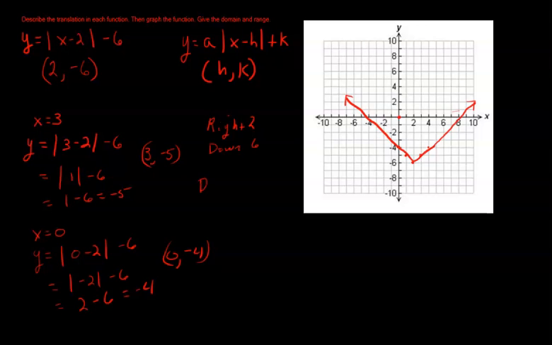Our domain, these are x values that work for the function. This is all real numbers. There are no values that we can plug in for x that we're not going to get a value for. And our range, so notice here, if we come down to the vertex, we don't get values below that line that I just traced. That line is y equals -6, but we can get a value for -6. That's when x is 2. So all of our other values are greater than that. So we get y values greater than or equal to -6.